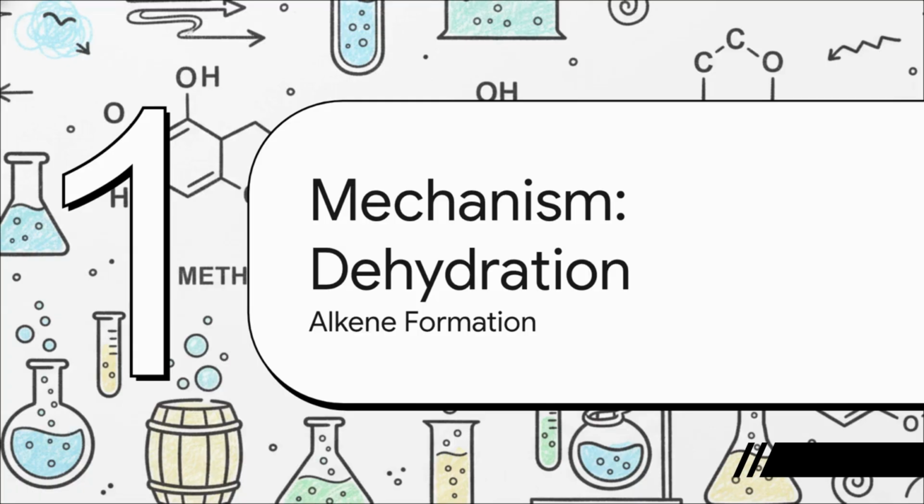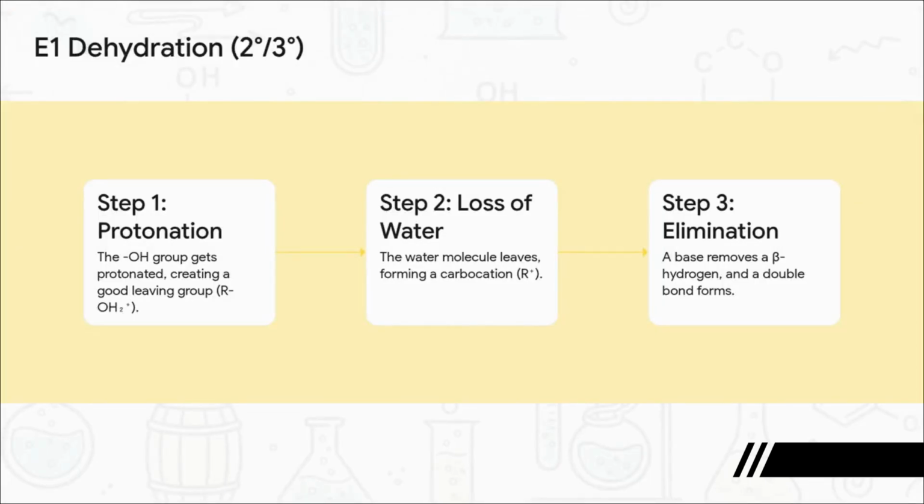And you're going to see that the same core idea of carbocation stability is going to be our best friend once again. For secondary and tertiary alcohols, this all happens through the E1 mechanism. So, step 1. The acid comes along and protonates the OH group. This turns it into water, which is a fantastic leaving group. Step 2. That water molecule says see ya and leaves, forming our good old friend, the carbocation.